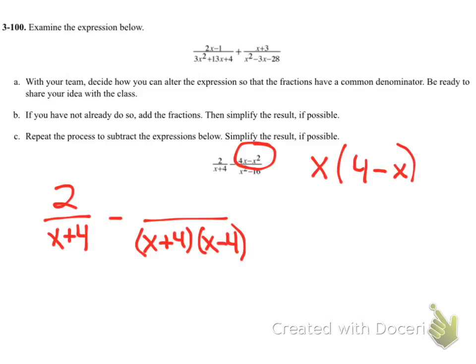You may notice that I have a negative x and a positive 4, which is the opposite of what I have here, which is a positive x and a negative 4. So the little trick on this one is instead of factoring out an x, factor out a negative x. So if I factor out a negative x, this actually becomes a negative 4 and a positive x. So the numerator is now negative x times a positive x minus 4.